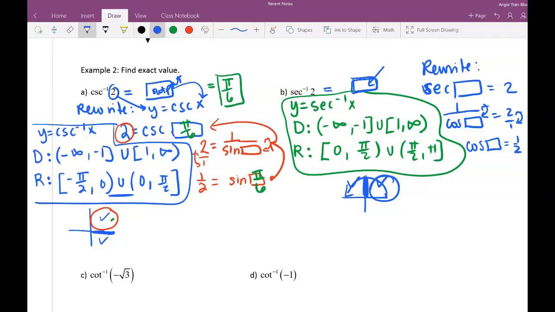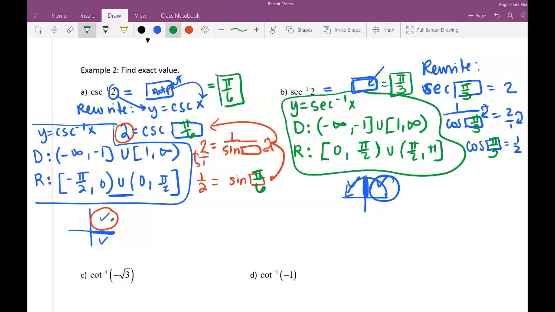what should we have here? What should we fill in our box? Did you say pi over 3? Of course. Yes, it is. Okay. So guess what? Secant inverse of 2 is simply pi over 3.